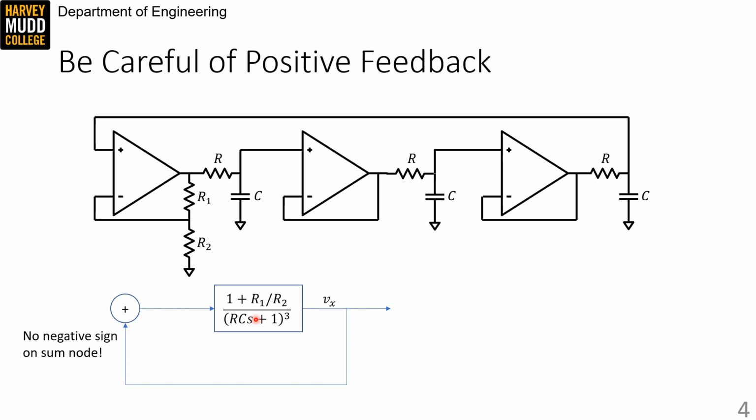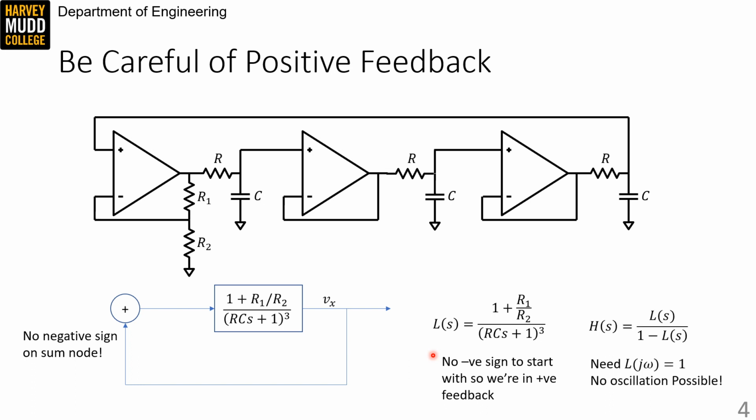And so we don't have a negative sign on our summing junction. That means our loop gain is just the contents of this block in the block diagram. But because there's no negative sign to start with in our loop, and we can't provide one in our loop gain, we're in net positive feedback.